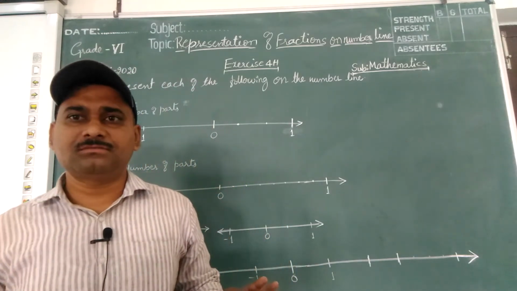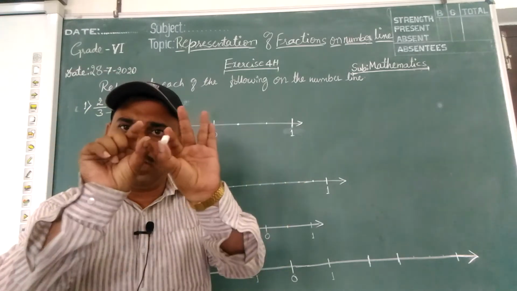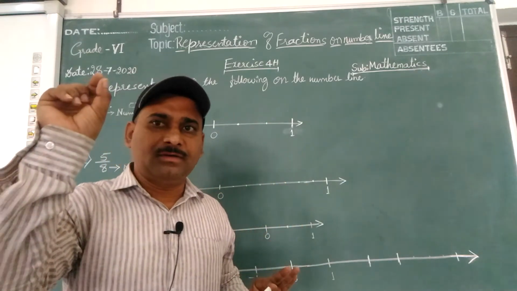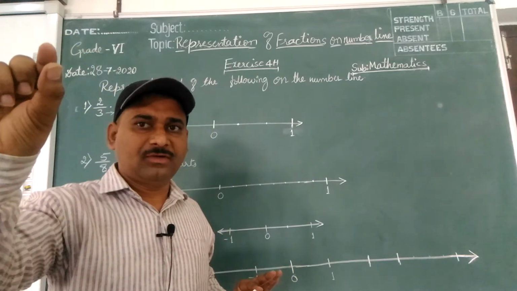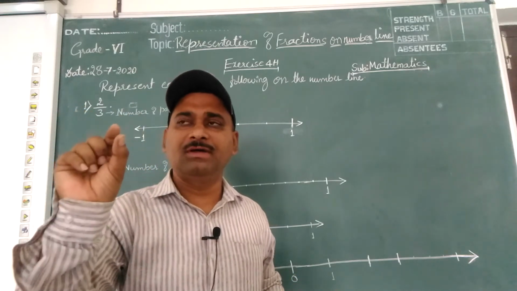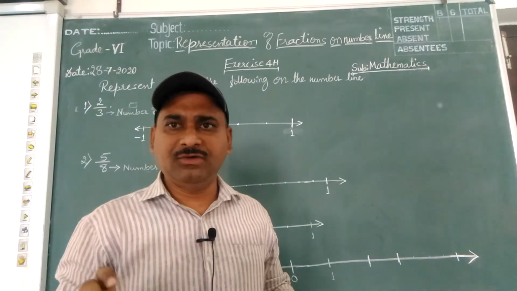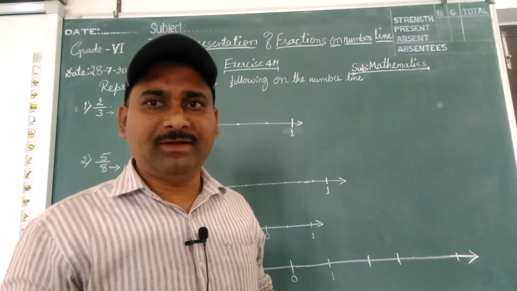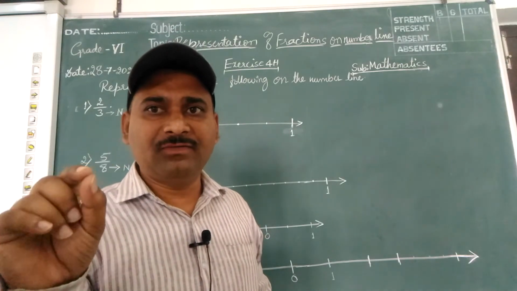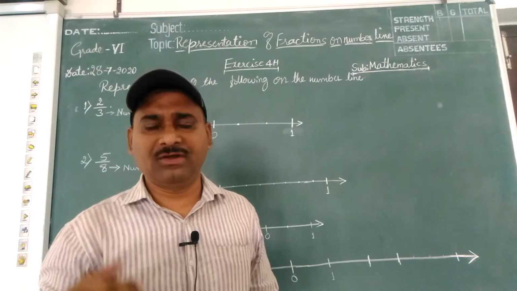See children, we are representing a fraction on a number line. We are placing a fraction, showing the value of a fraction on the number line. You can even identify and write the value of a fraction on the number line. How is it to be written on the number line, children?